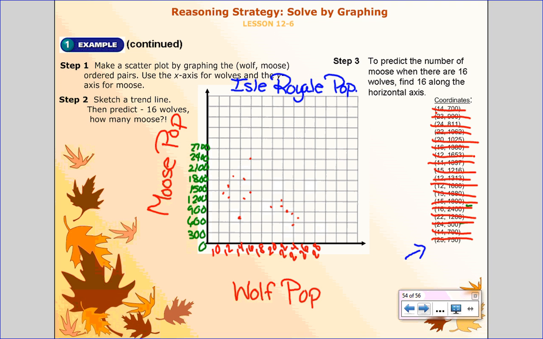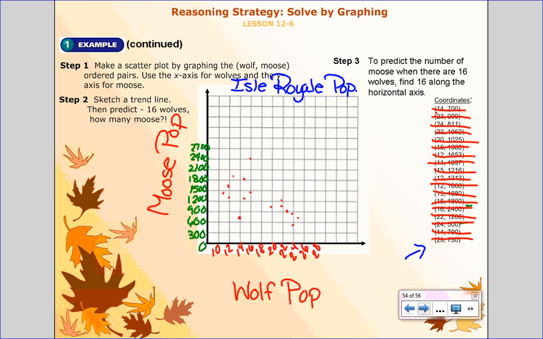All right, so I have my data plotted and it looks like this. Now for the most part, all right, I did my scatter plot. All right, now I have to sketch my trend lines. Now looking at this, it looks like for the most part, as the wolf population is increasing, it looks like the moose population decreases. So it looks like it's negative correlation.